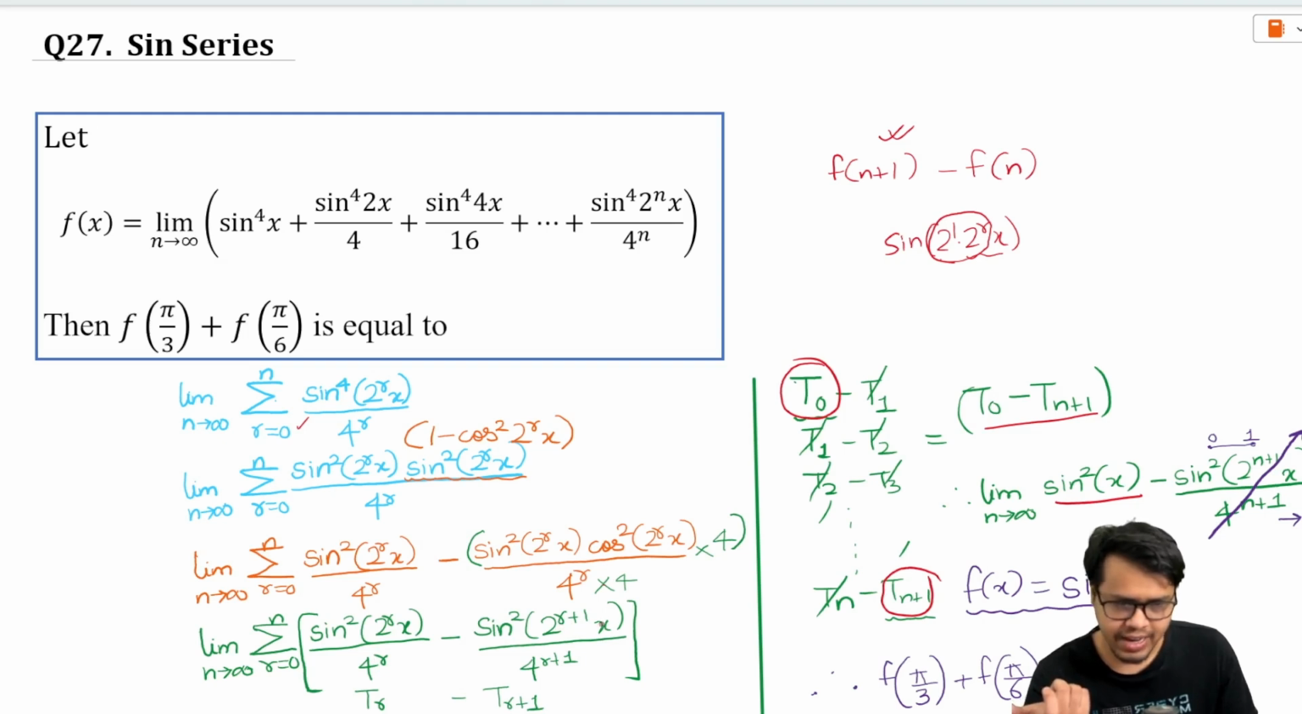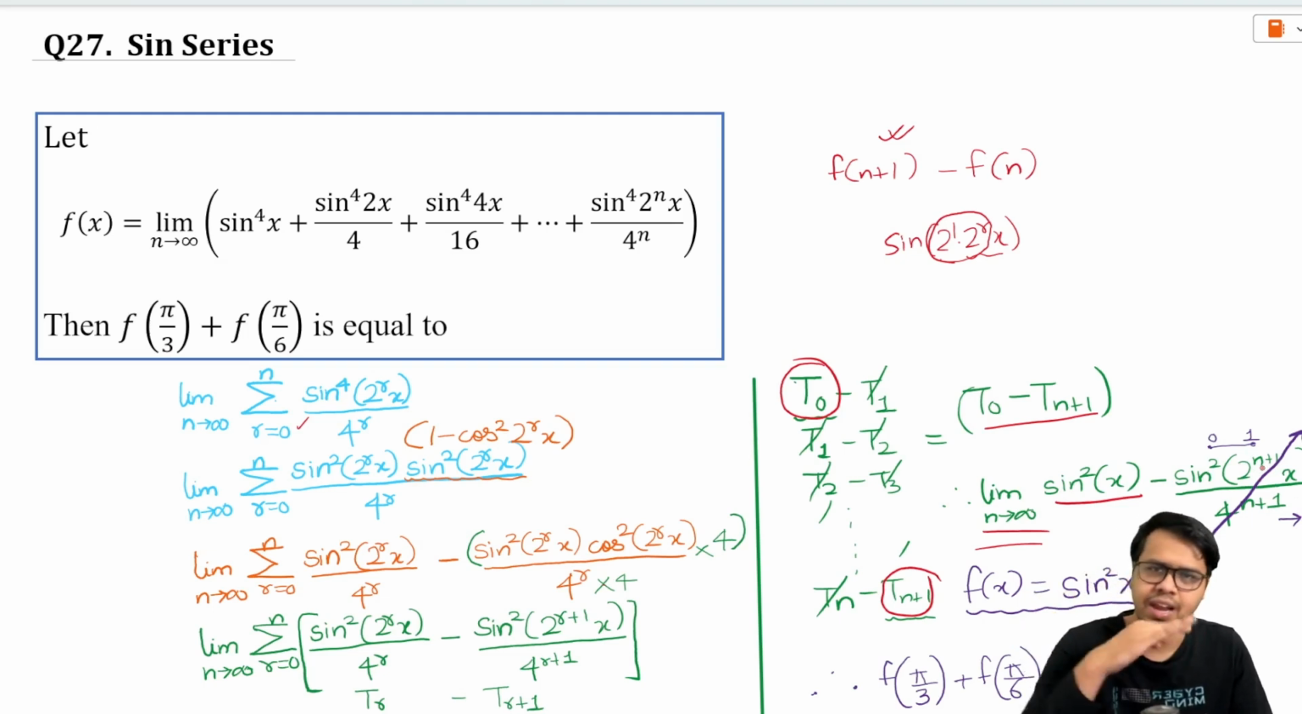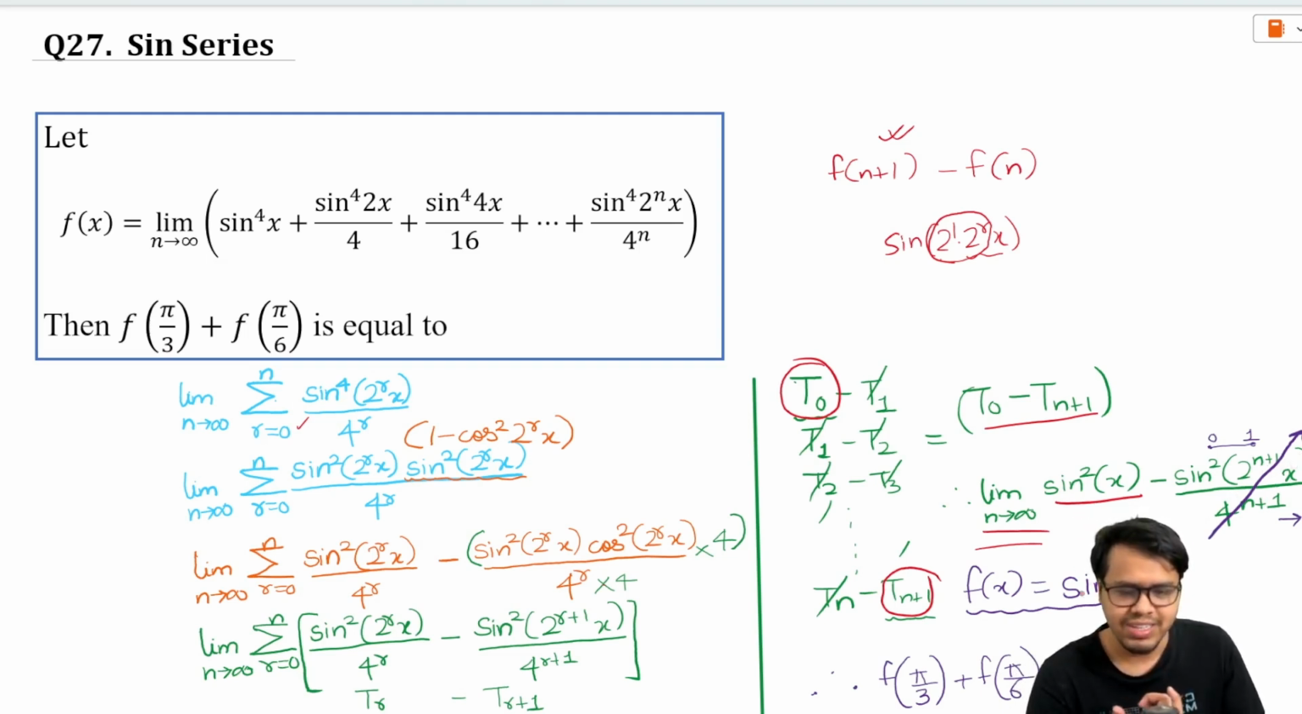And for t n plus 1, we put n here, so sine square (2 to the power n plus 1 times x) by 4 to the power n plus 1. Now we also have the limit. Here there is no n in sine square x, so it remains as it is. We know that the range of sine square of anything is between 0 and 1, and in the denominator 4 to the power infinity tends to infinity, obviously. So in the numerator there is a number between 0 and 1, and in the denominator there is infinity, so it tends to 0. The value of this limit is simply sine square x.